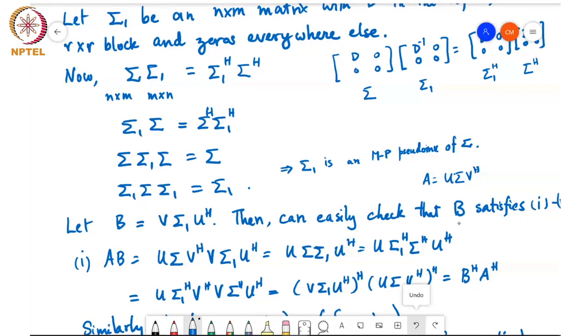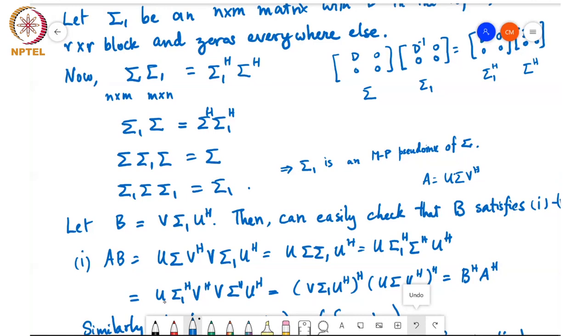Then we can easily check that B satisfies properties 1 through 4. For example, if you look at AB, that is U sigma V Hermitian V times sigma 1 times U Hermitian, just substituting for A and B. But V Hermitian V is the identity matrix, so it's U sigma sigma 1 U Hermitian. And sigma sigma 1 is equal to sigma 1 Hermitian sigma Hermitian. So it's U sigma 1 Hermitian sigma Hermitian U Hermitian. And now I can reinsert a V Hermitian V in between these two matrices and write it as U sigma 1 Hermitian V Hermitian V sigma Hermitian U Hermitian. And this itself is basically B Hermitian.